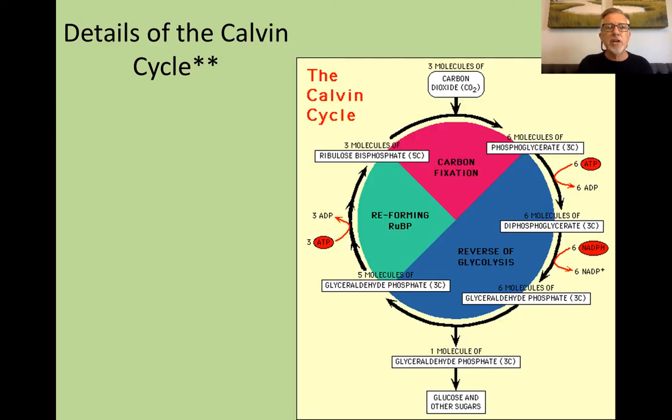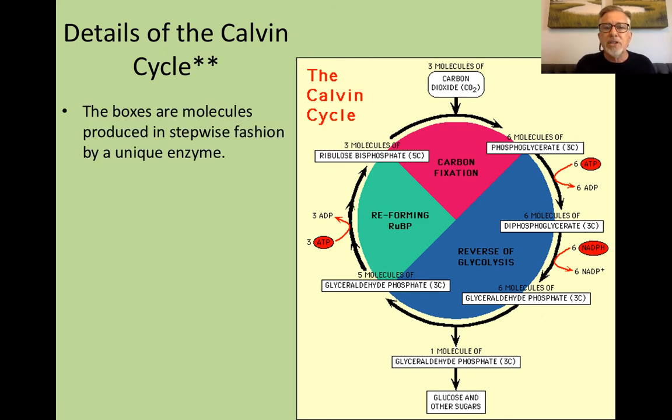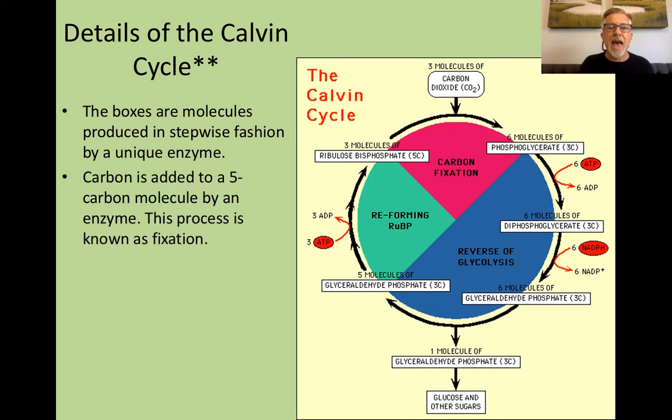Here are the details of the Calvin cycle. That double asterisk up here means that you don't have to know a lot of the details in this diagram, but you need to understand the general process. The boxes in here are the molecules, and the arrows between the boxes refer to enzymes that cause the compounds to change from one to the other. Carbon is added to a 5-carbon molecule here. It's called ribulose bisphosphate during the first step, which is called carbon fixation. And rather than produce a 6-carbon molecule, what's strange is this produces 2 3-carbon molecules. So that's the first step of the Calvin cycle, carbon fixation.